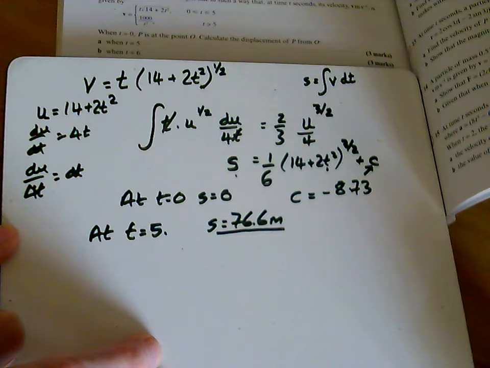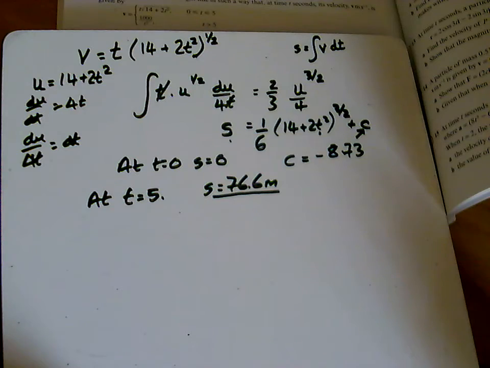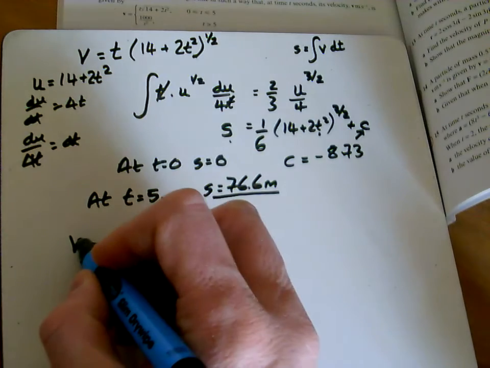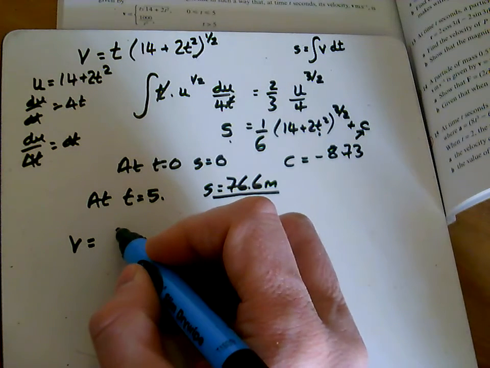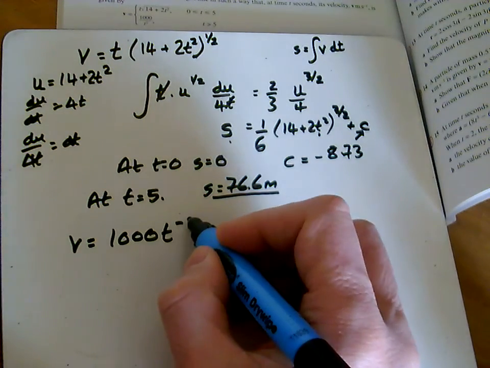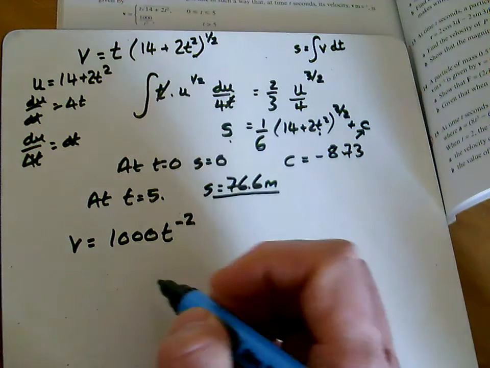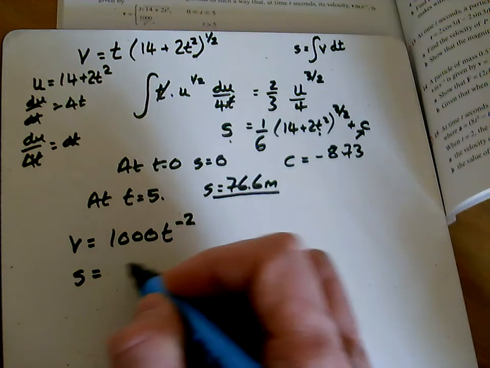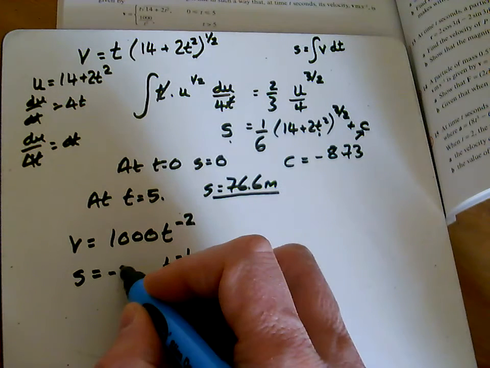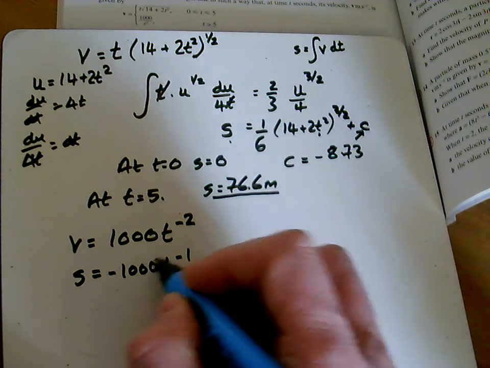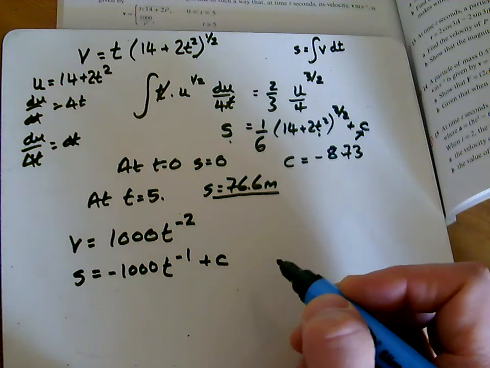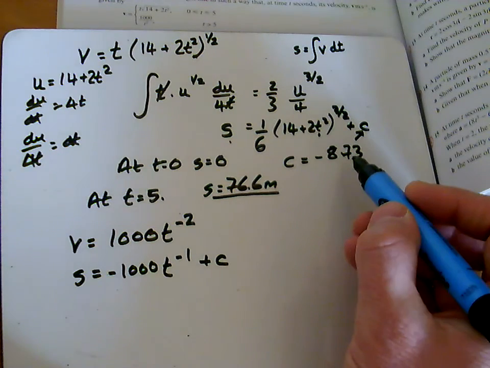Part B, got to do some more integration. So for part B, we're now at t equals 6. So the velocity at t equals 6 is the other part of the formula, which is 1000 t to the power of minus 2. And we're going to integrate that again. So the integral a little bit easier this time, just the power goes up by 1 and divide by the new power. So we've got minus 1000 t to the power of minus 1, but we've got plus c again. And it's not this c here.